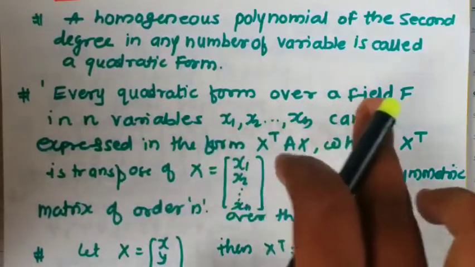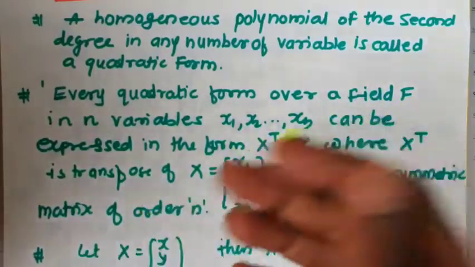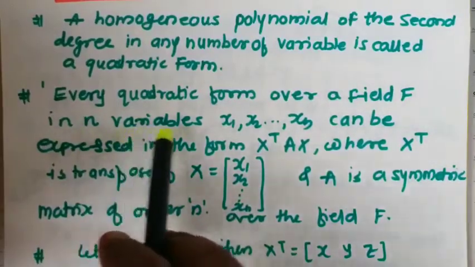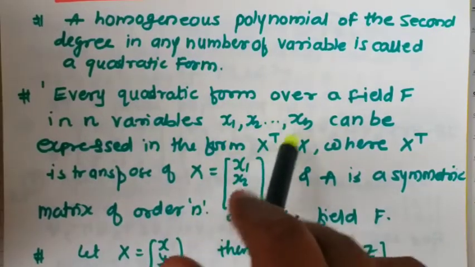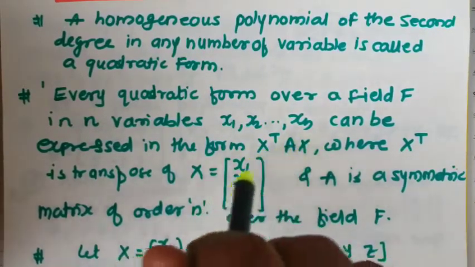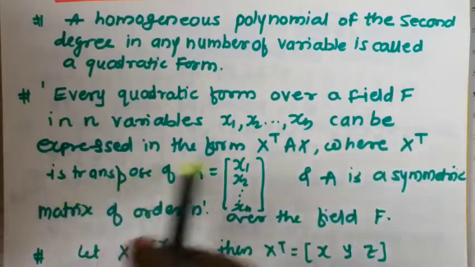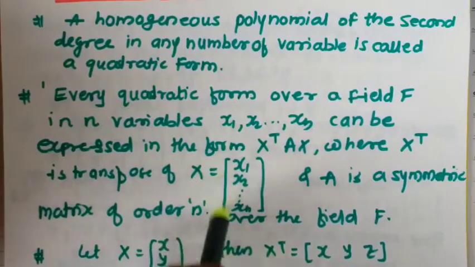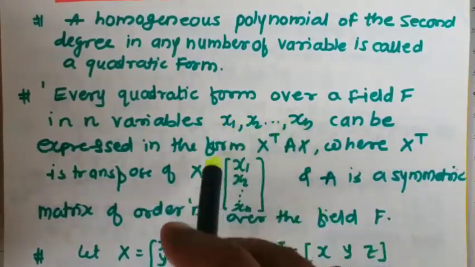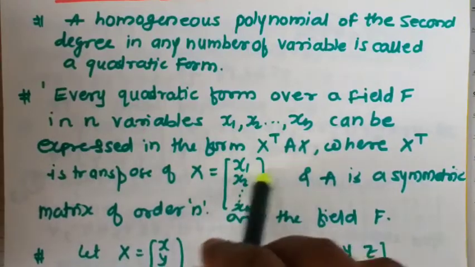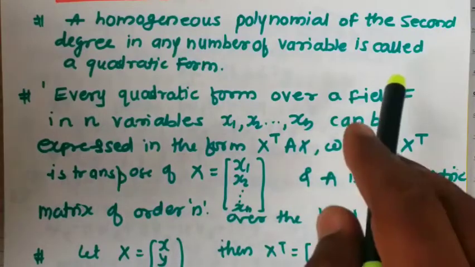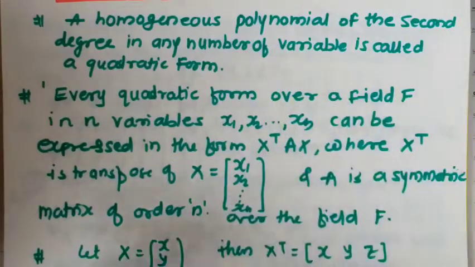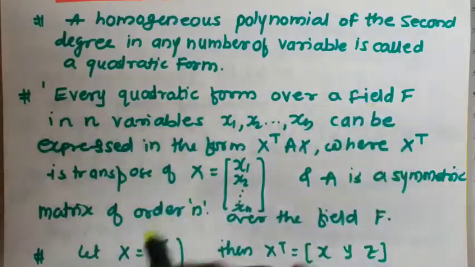Every quadratic form over a field F, where the field is a field of some numbers, in n variables x1, x2, ..., xn, can be expressed in the form x transpose A x. So this is a multiplication of three matrices, where x transpose, x raised to T, is the transpose of x. This is the column vector x1, x2, ..., xn. These variables I have written in a column. If you take the transpose, it will be a row vector. And A is a symmetric matrix of order n over the field F. This field may be the field of real numbers or the field of complex numbers, but in our syllabus we are going to restrict our field to the real numbers.